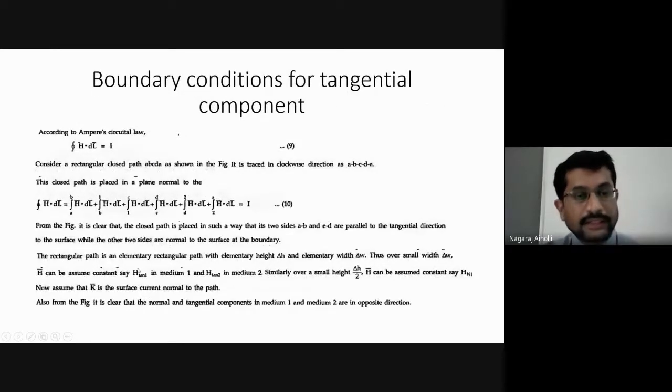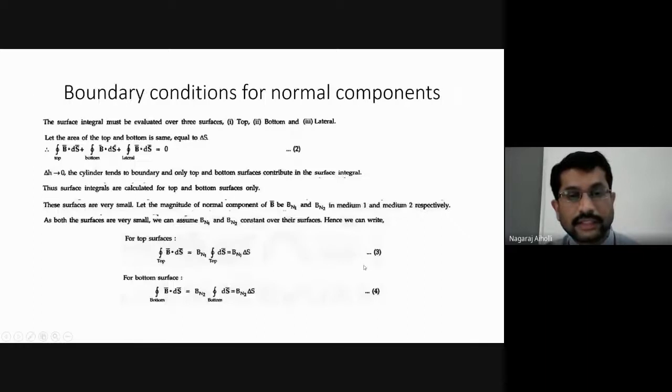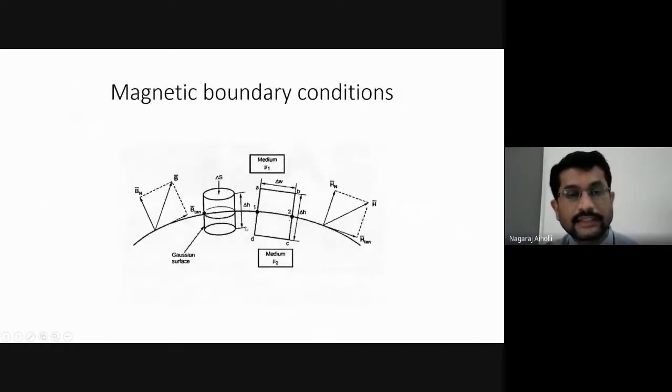The rectangular path is an elementary rectangular path with height delta h and width delta w. Half of this rectangle is above the boundary and exactly half is below the boundary. Therefore, the height from A to 1 or B to 2 is delta h by 2, and the height from 1 to D and 2 to C is delta h by 2.